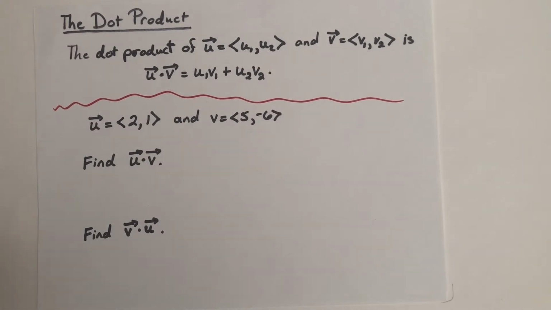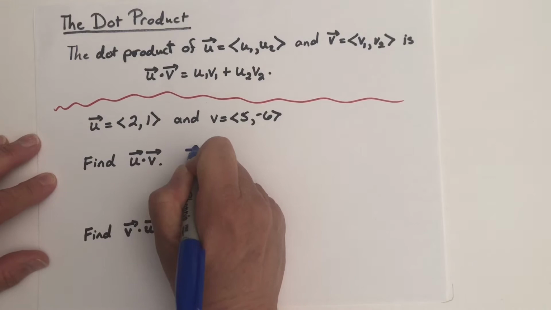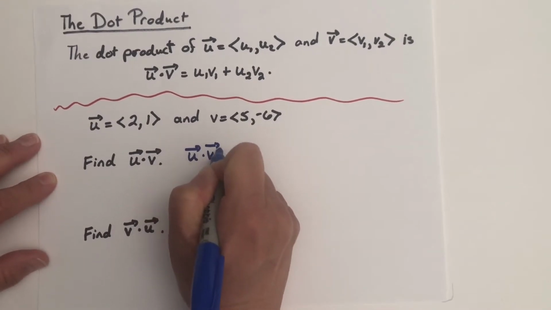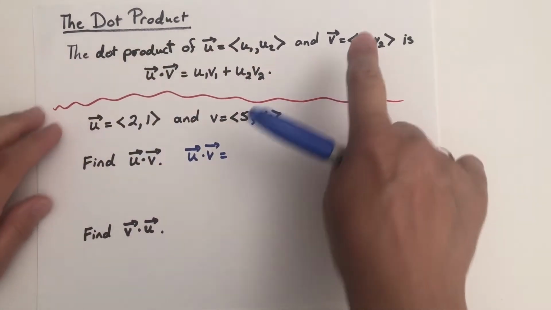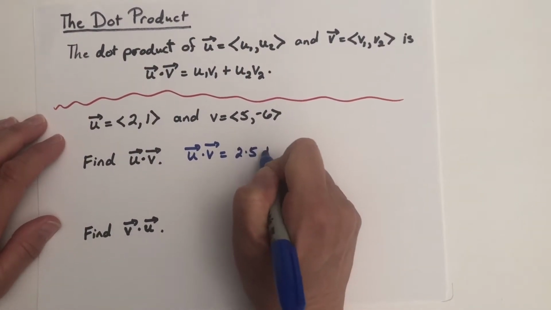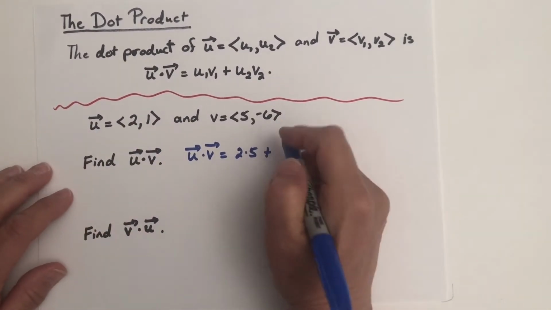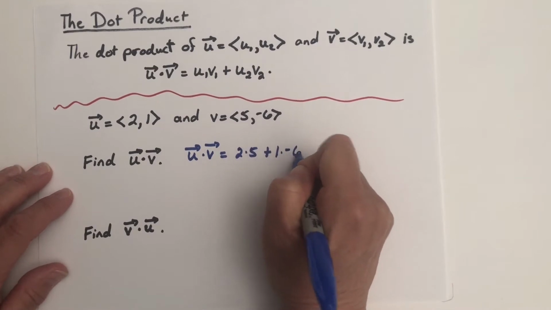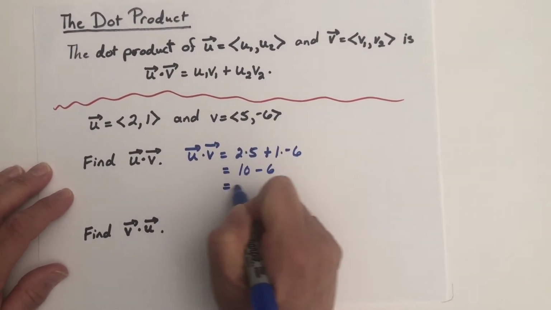So let's find u dot v given these vectors. So u dot v would equal, just using this formula, the product of the x components, 2 times 5 plus, now we multiply these components together, 1 times -6, and we have 10 minus 6, or 4.